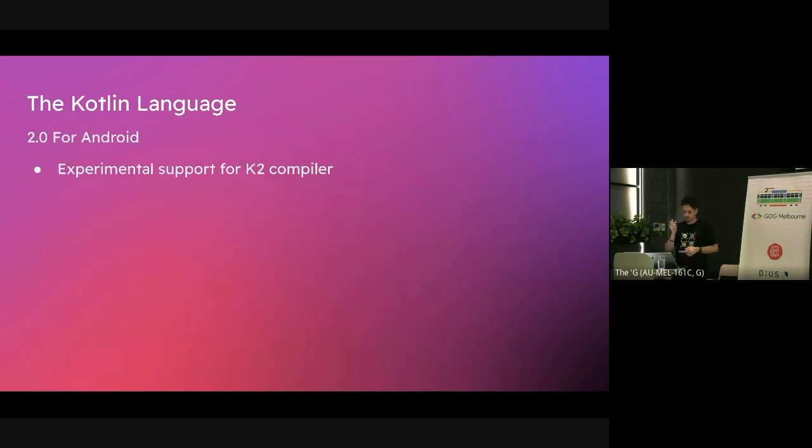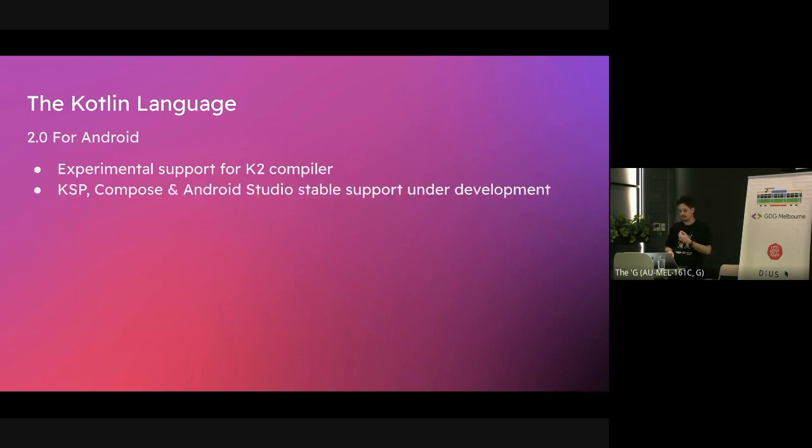Okay, what does Kotlin 2.0 mean for Android? The experimental support for K2 compiler is happening. You can start using K2 already, but because K2 for Kotlin itself isn't great, there's no guarantee it'll work great with Android either. KSP, Compose, and Android Studio do not fully support it. Last I checked, they said it's going to be at least one more year, but it's getting there. They're working on it with JetBrains.